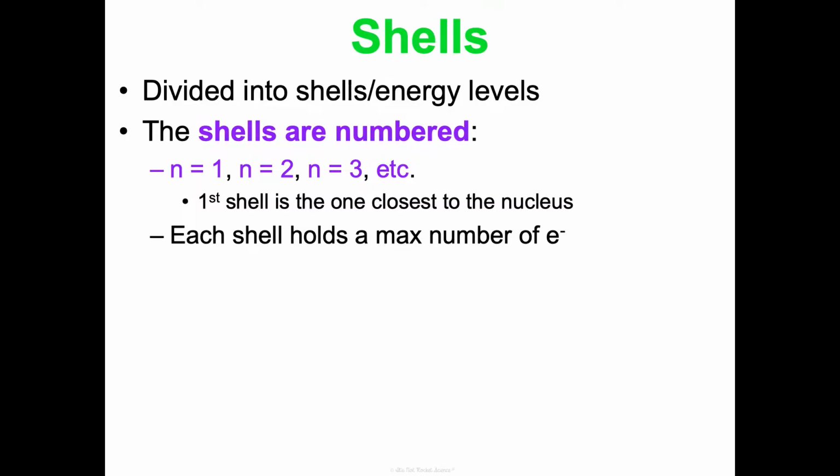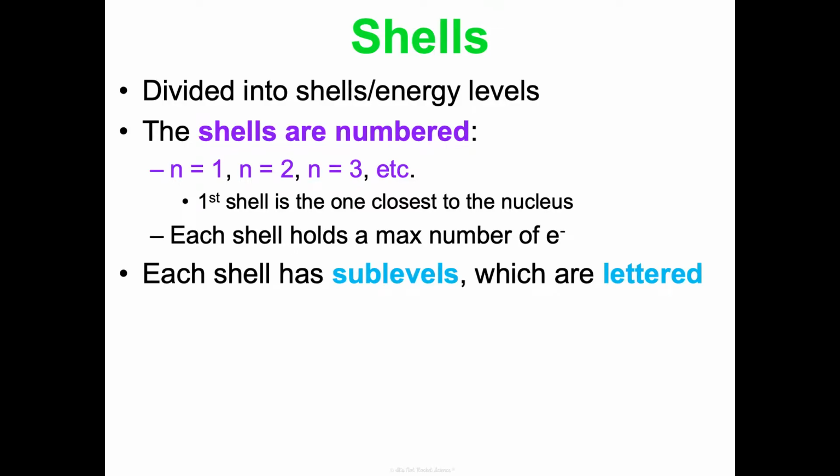Now, what we haven't talked about that's going to be new is that each of these shells has sublevels, or could be subdivided further, and these are lettered. They're the s, p, d, and f orbitals. So just think of the shell, that energy level, and we're just going to subdivide it even more, like putting dividers in a binder.